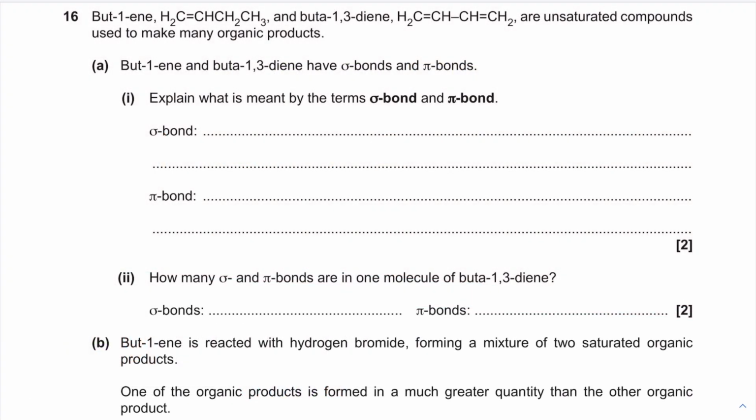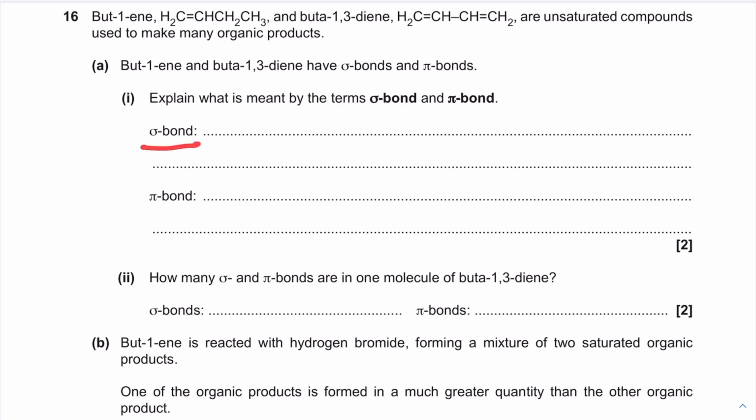Question 16. But-1-ene and but-1,3-diene are unsaturated compounds used to make many organic products. A. But-1-ene and but-1,3-diene have sigma bonds and pi bonds. Explain what is meant by the terms sigma bond and pi bonds.